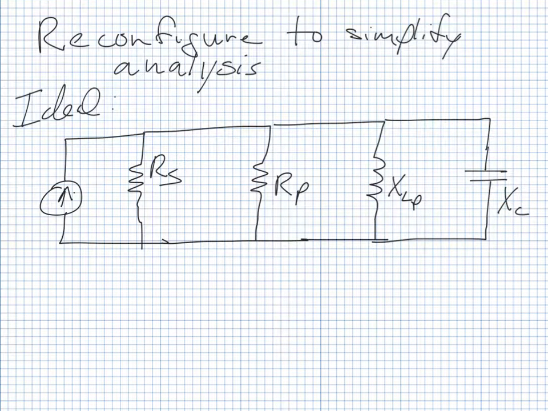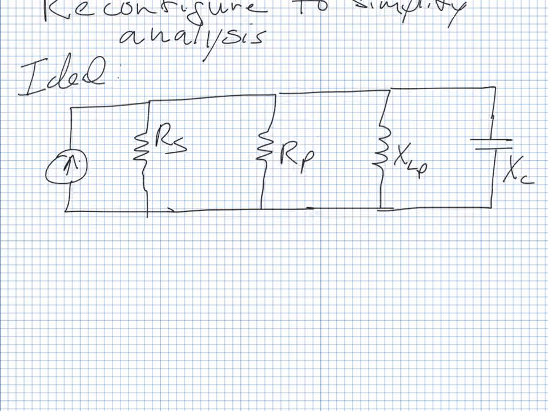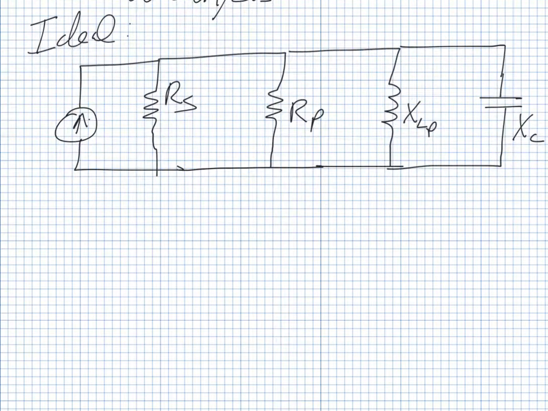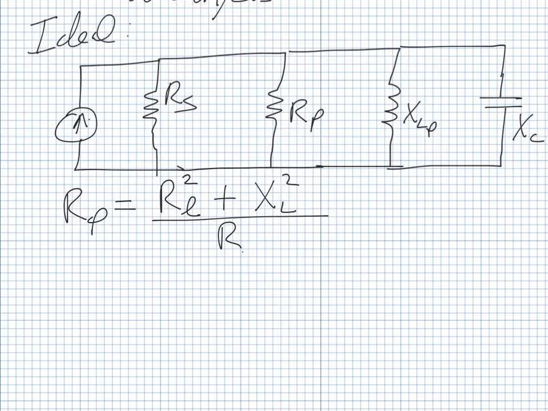All right, so looking at this, in terms of associating RP back to the original problem that we had, RP equals the resistance of the inductor when it was in series squared plus the reactance of the inductor squared, and that's all divided by the resistance of the inductor.